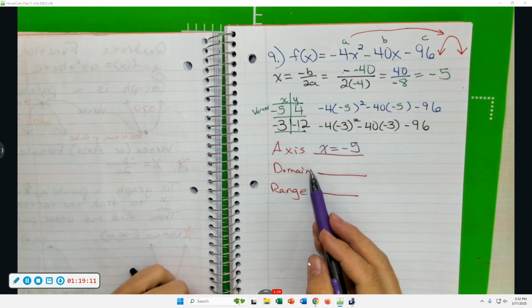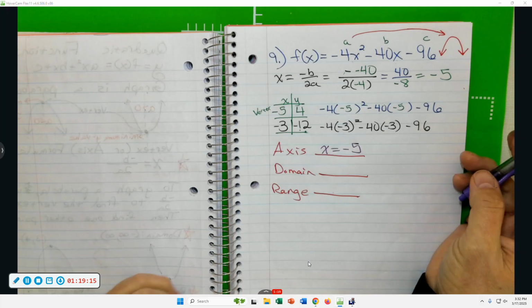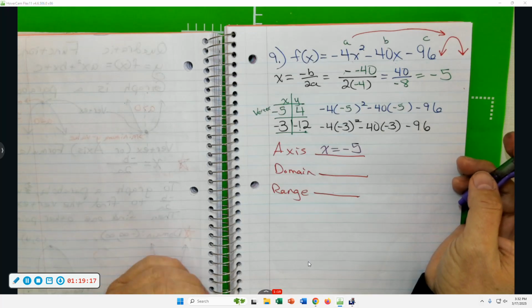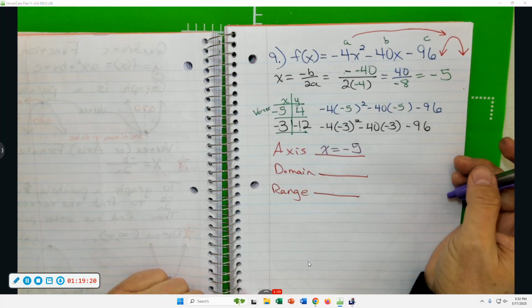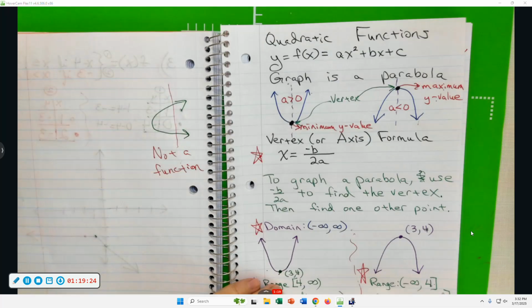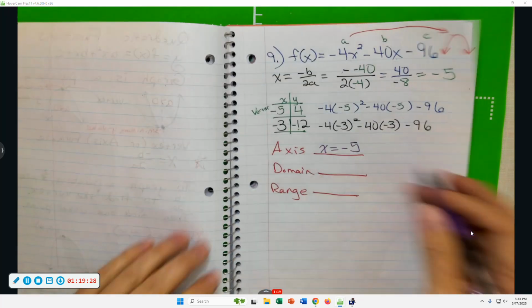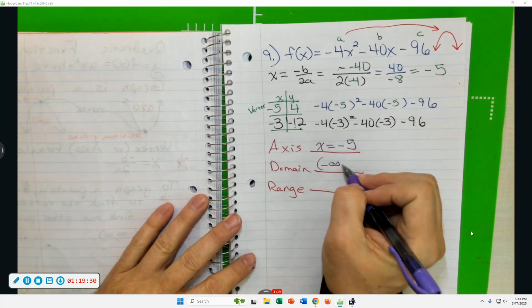The domain, no fractions, no square roots. What did I say the domain of any quadratic function will always be? No fractions, no square roots. The domain is all real numbers, negative infinity to positive infinity.